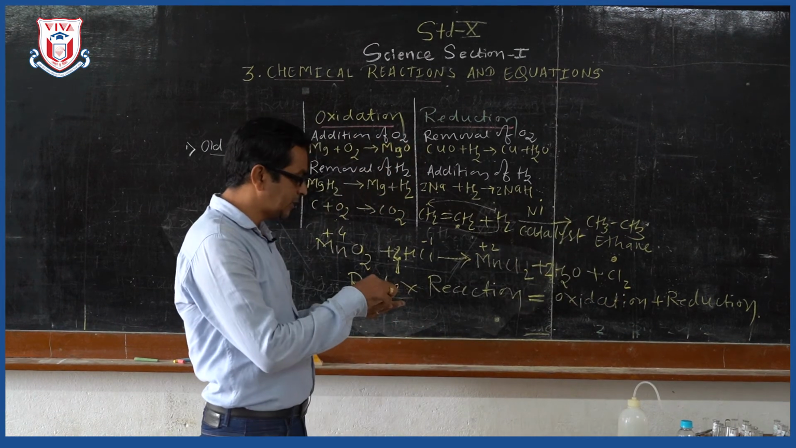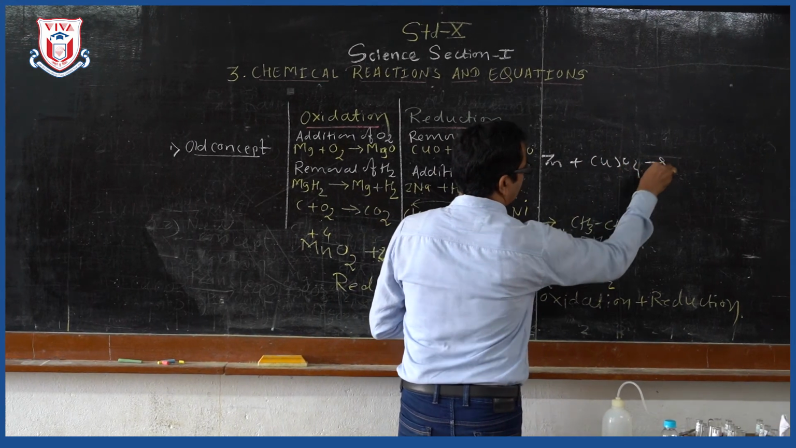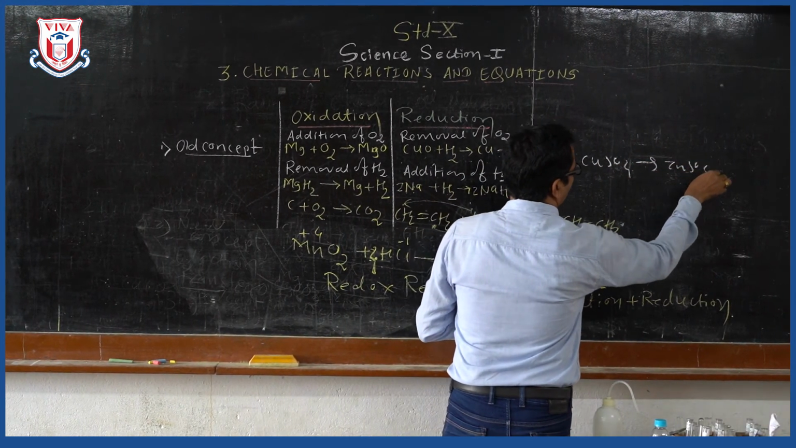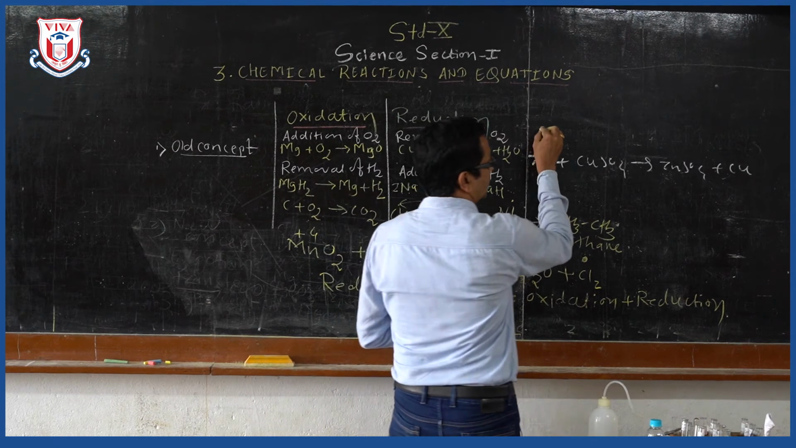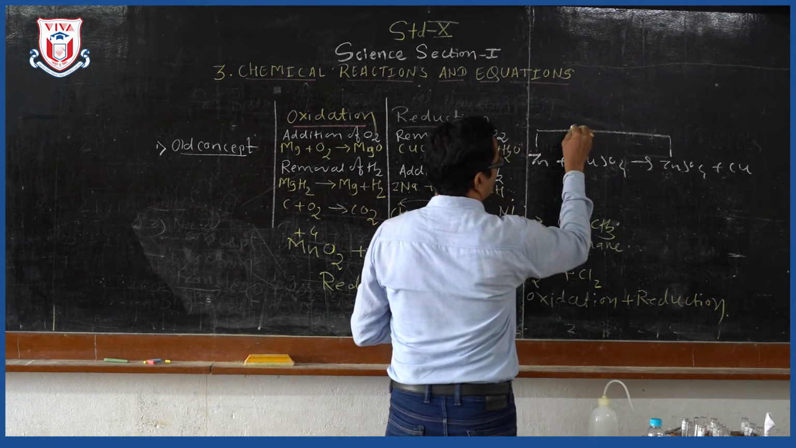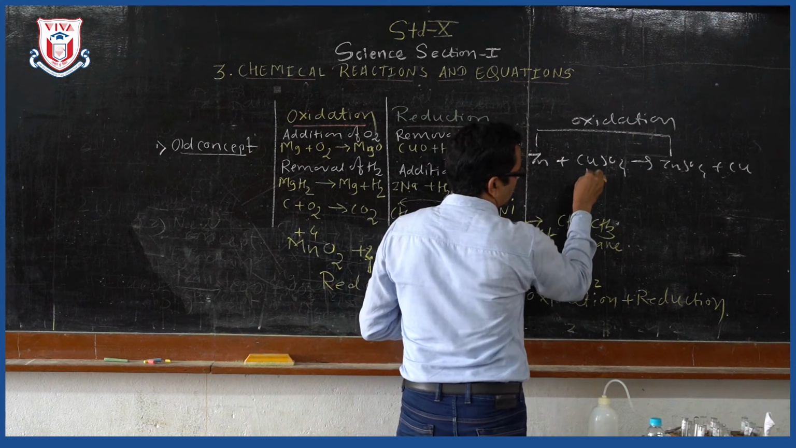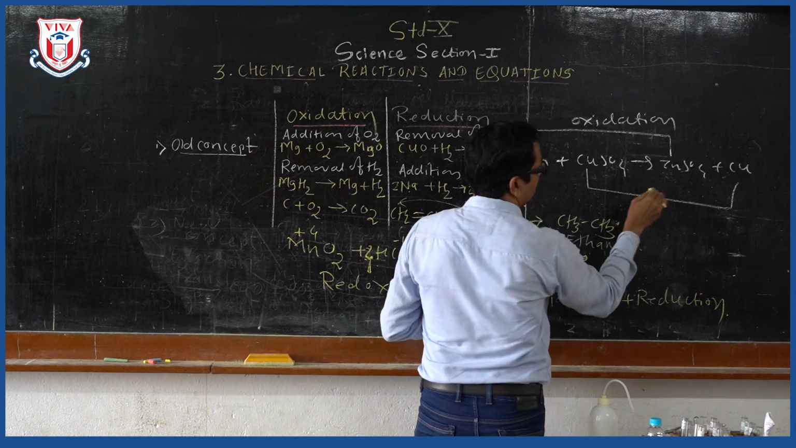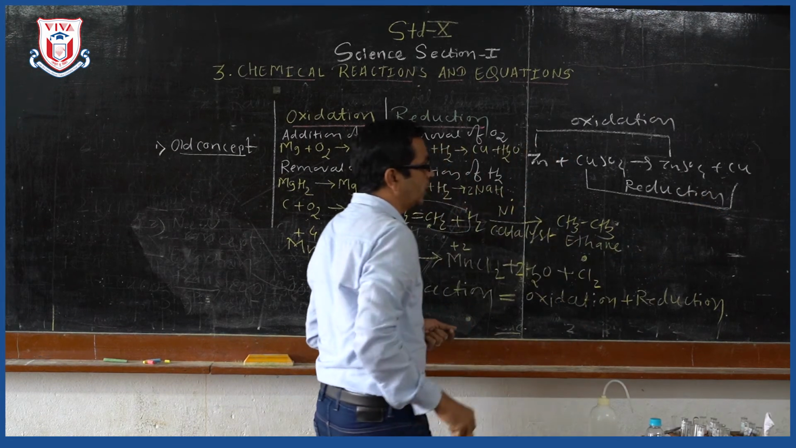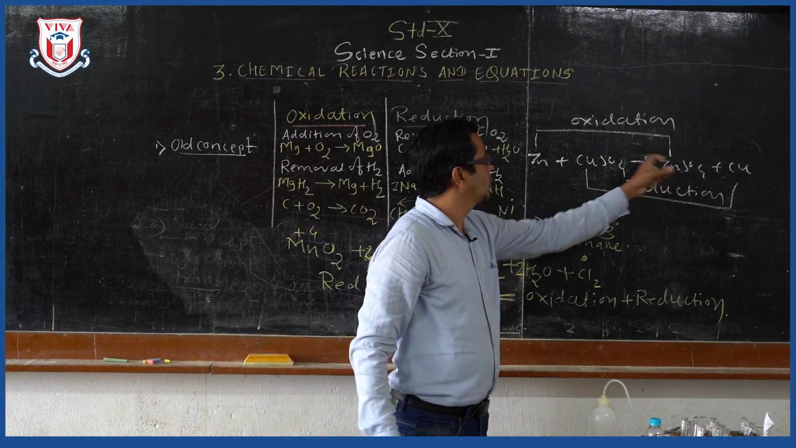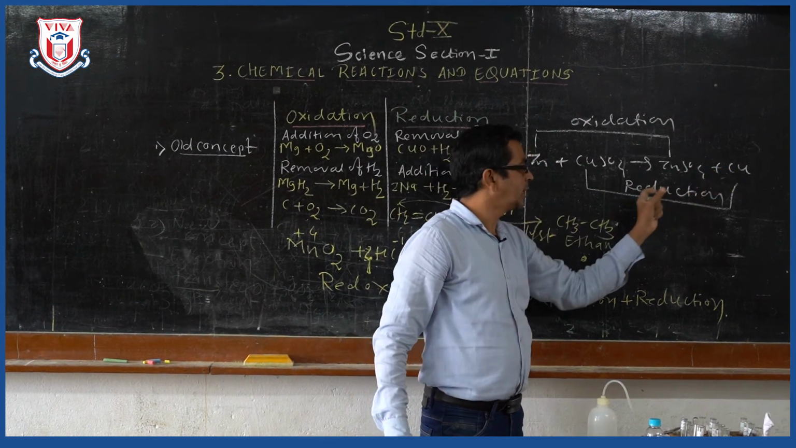Same way, we have seen the displacement reaction, that is Zn plus CuSO4 gives you ZnSO4 plus Cu. This is also an example. Here zinc undergoes oxidation and copper 2 plus converts to copper 0, which is reduction. So zinc is converted to Zn2 plus ion, and this process is called oxidation, and here Cu2 plus is converted to Cu, so that is called reduction.